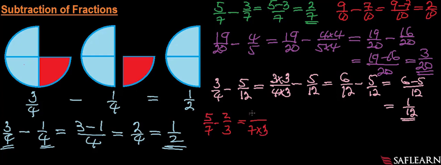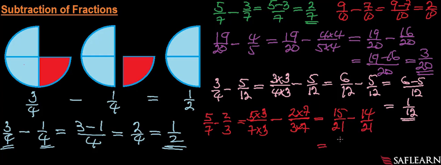So multiply the numerator by 3, that will be 5 times 3. Now in the second fraction we multiply the denominator 3 by 7, that will be 21, and so we multiply the numerator 2 by 7. Okay, and that gives us 15/21 minus 14/21. So this is equal to 15 minus 14 over 21, which is 1/21.